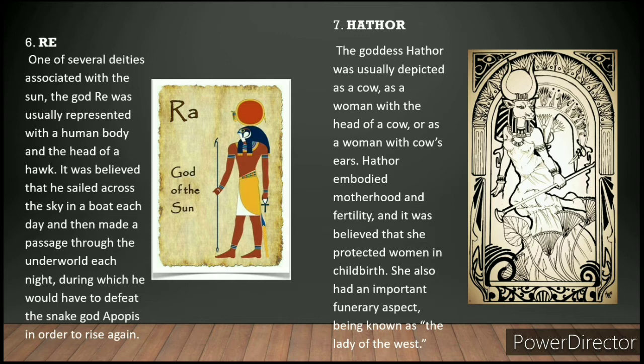Seventh, Hathor. The goddess Hathor was usually depicted as a cow, as a woman with the head of a cow, or as a woman with cow's ears. Hathor embodied motherhood and fertility, and it was believed that she protected women in childbirth. She also had an important funerary aspect, being known as the Lady of the West. Tombs were generally built on the west bank of the Nile. In some traditions, she would welcome the setting sun every night, leaving people hope to be welcomed into the afterlife in the same way. And in ancient Egyptian religion, she was the goddess of sky, woman, and fertility.